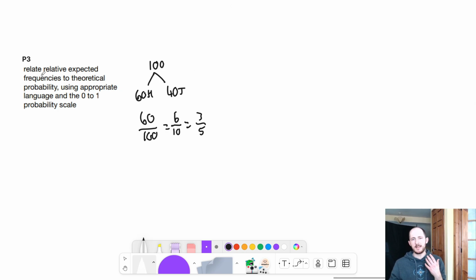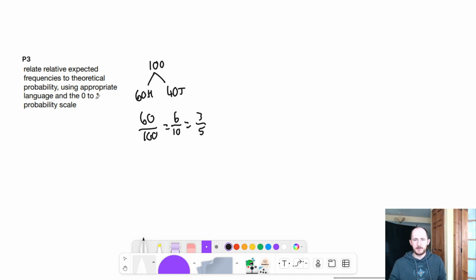Okay? So when it says relate them, the relation is that as I increase this number up here, I will get closer and closer to the theoretical probability. So this is where it's a bit weird, right? If I flip a coin 10 times, it's actually not that likely for me to get 5 heads and 5 tails, even though theoretically I should. If I flip a coin 100 million times, my probability is actually a lot closer to 50-50. Okay? So in general, the expected frequency will get closer to the theoretical probability as you increase the number of trials.